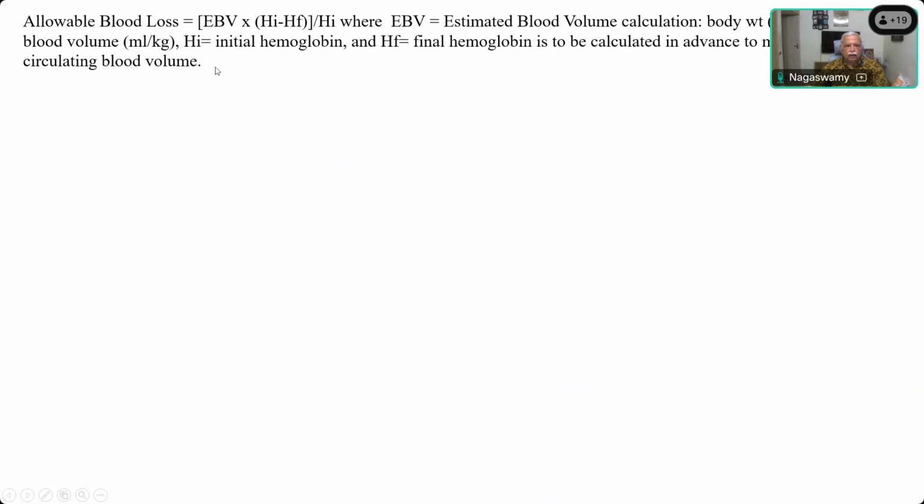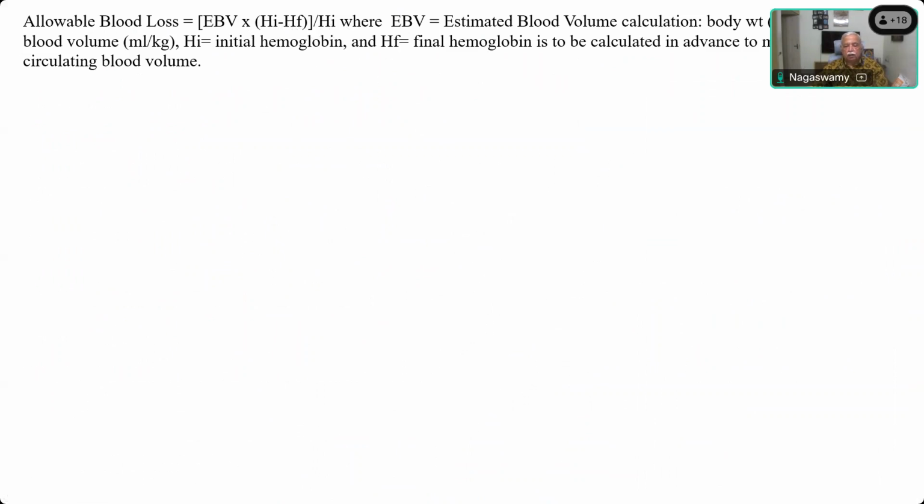So you have to calculate the allowable blood loss before you take up any neonatal patient. That is calculated from the estimated blood volume. So for example, if the baby is 2.5 kg, 2.5 into 90 ml, if it is a full-term baby, you multiply 2.5 with 90, then you will get 225 ml as the estimated blood volume. Multiply that with the initial hemoglobin minus the target hemoglobin, divided by the initial hemoglobin. So this will give you the maximum blood volume you can allow to be lost.